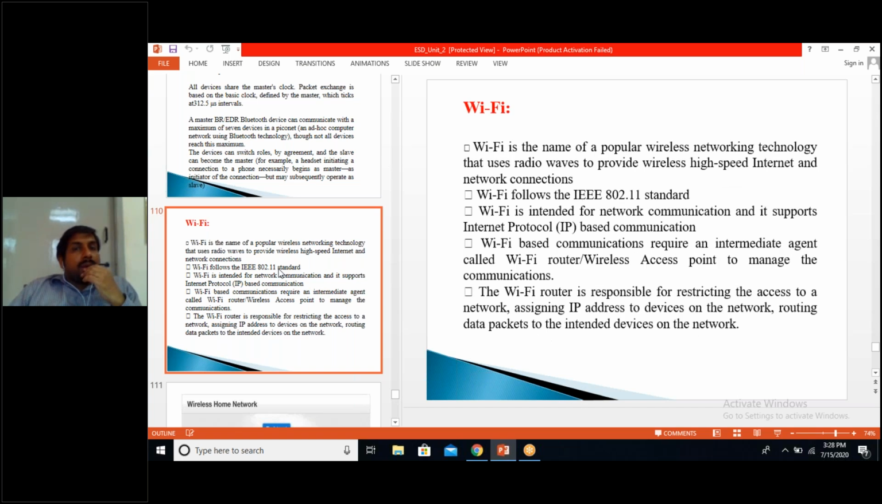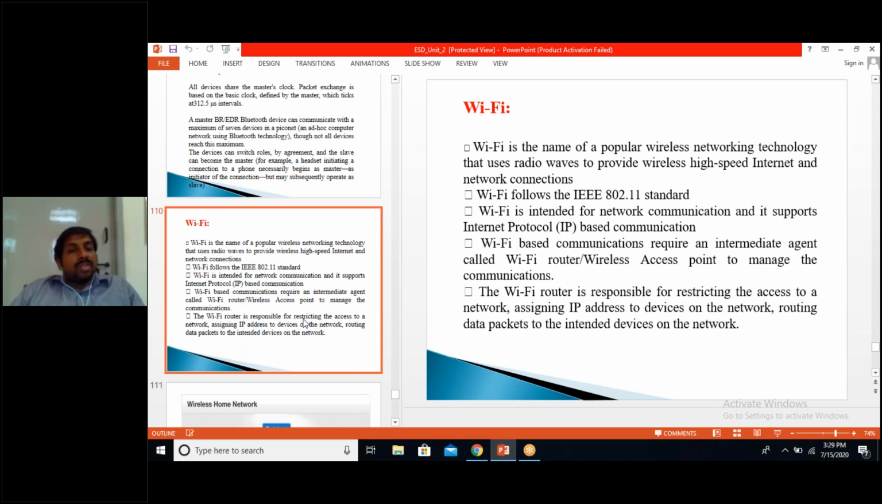So the next wireless technique, a product level or external communication interface, is Wi-Fi. Wi-Fi, as it is named, is wireless fidelity, a wireless LAN. It is used for all high-speed internet connections. It follows the IEEE 802.11 standard. It supports internet protocol-based communication, and it requires one Wi-Fi router access point to manage the communication.